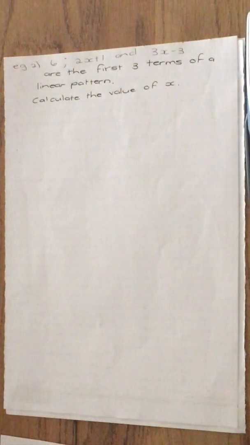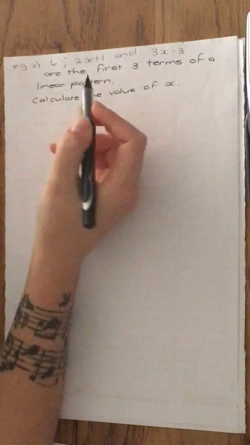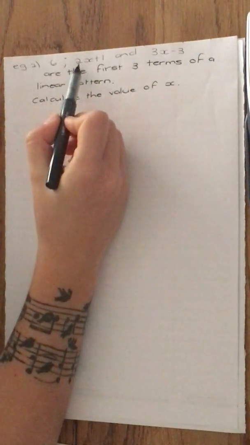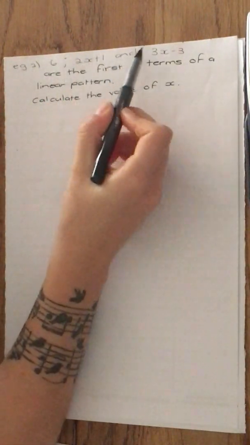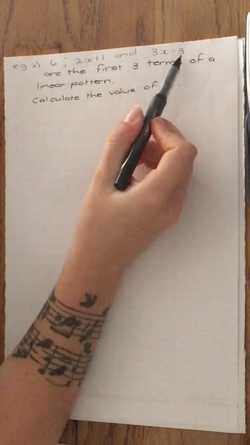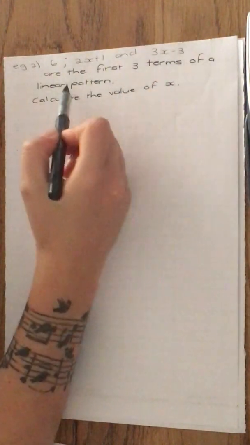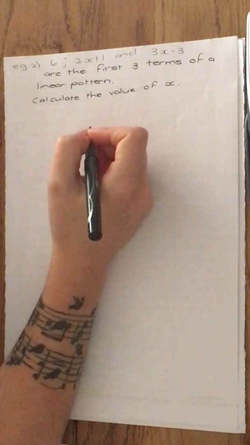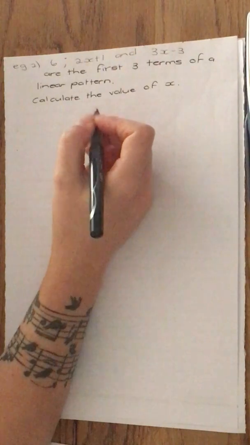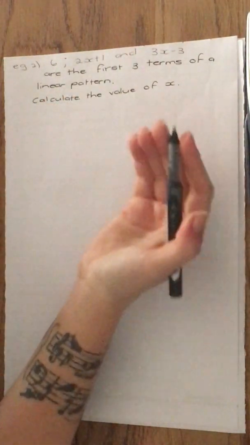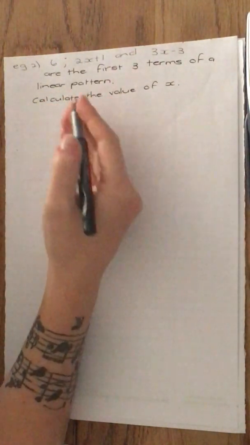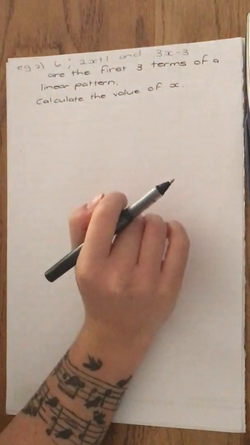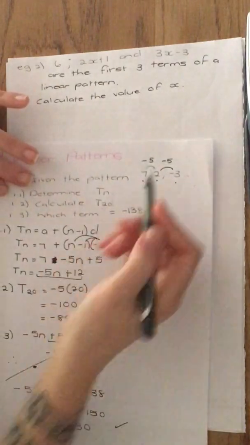Now, this one is slightly more complicated, but it's still simple. It says, this is our numbers over here, 6. Then the next term is 2x plus 1, and the next term is 3x minus 3. It says, are the first 3 terms of a linear pattern, calculate the value of x. Okay, so if they tell us it's a linear pattern, what do you know about linear patterns? You know that the difference is going to be equal. Your first difference is going to be equal, much like we had this over here.